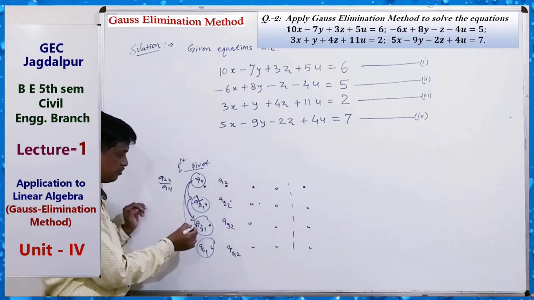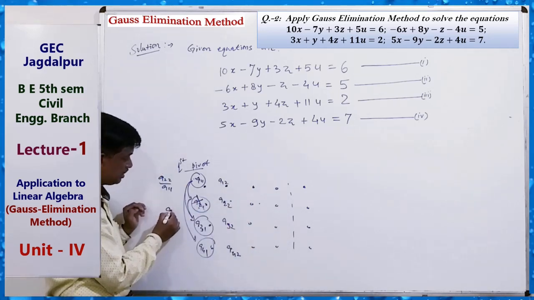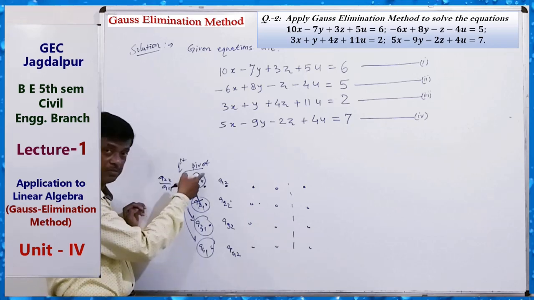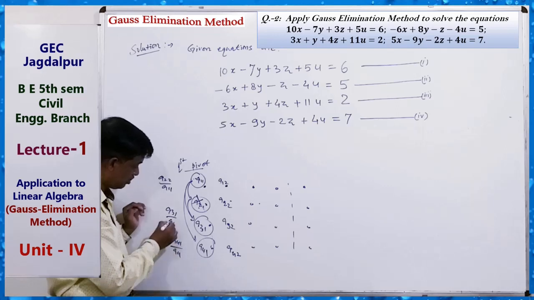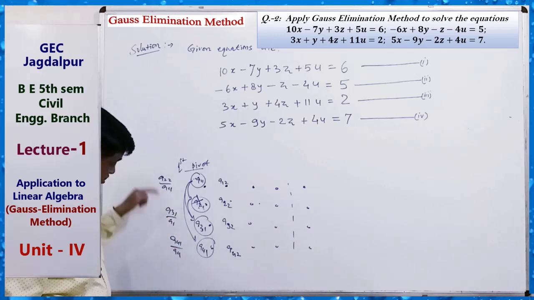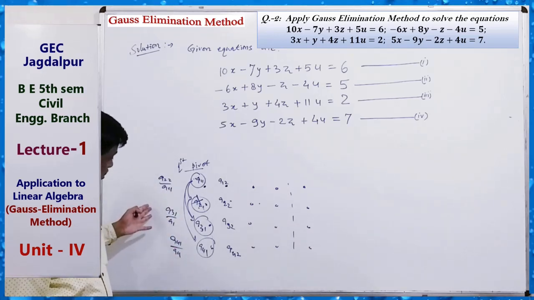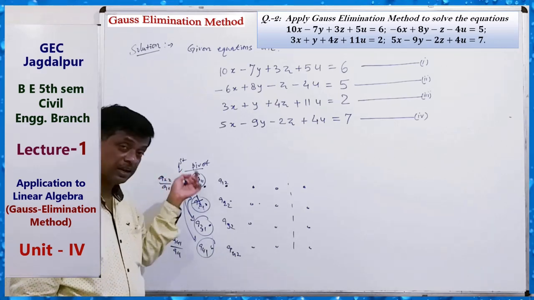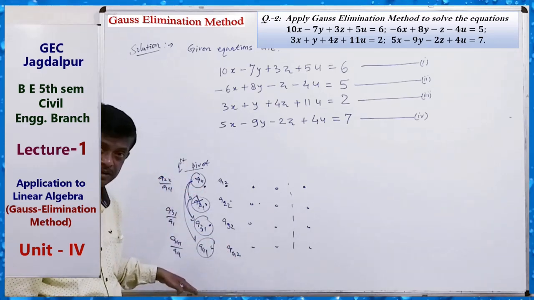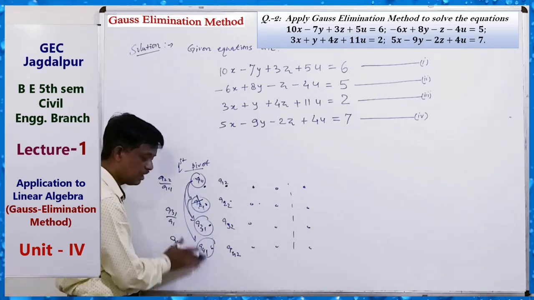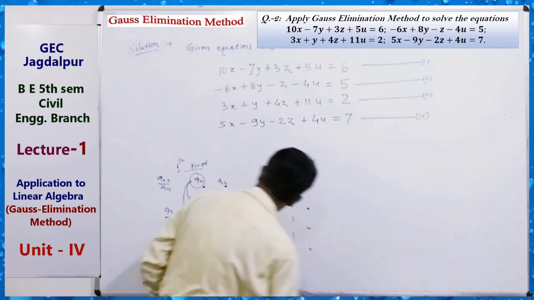Similarly for this, what? A31 upon A11 multiplied to here. A41 upon A11. A11 is not equal to 0. This is the pivotal element. By using this, multiply to here and apply the operation, then you can eliminate this part. This will be cancelled.